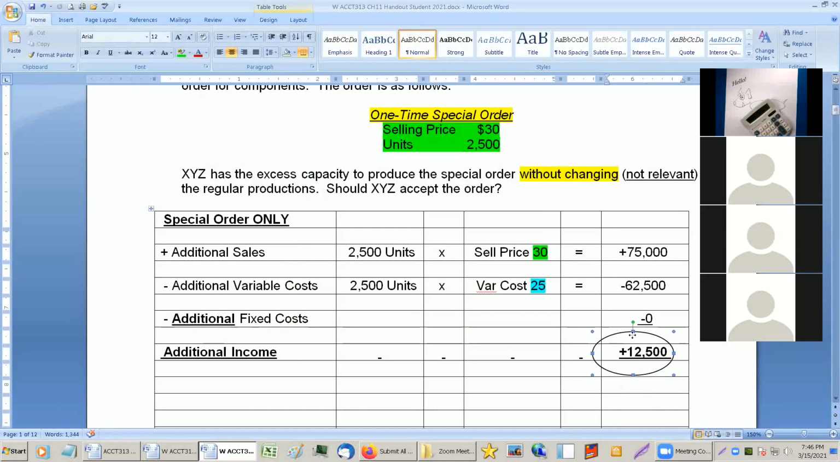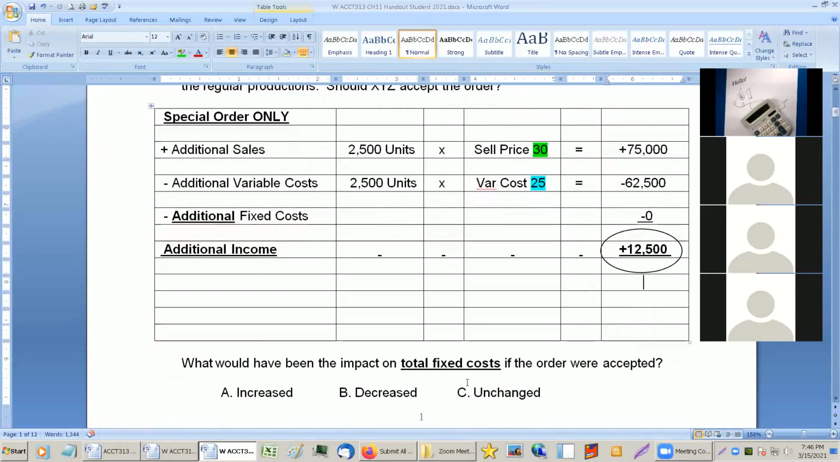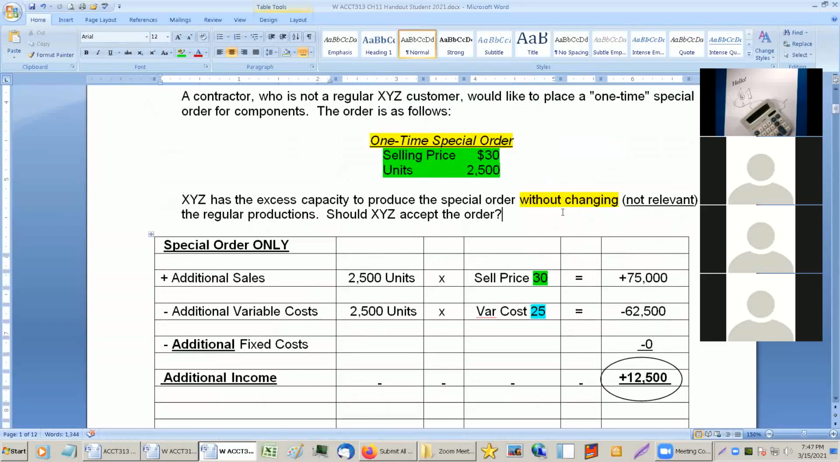So the additional income will be 12,500. So would you accept this order? Yes.